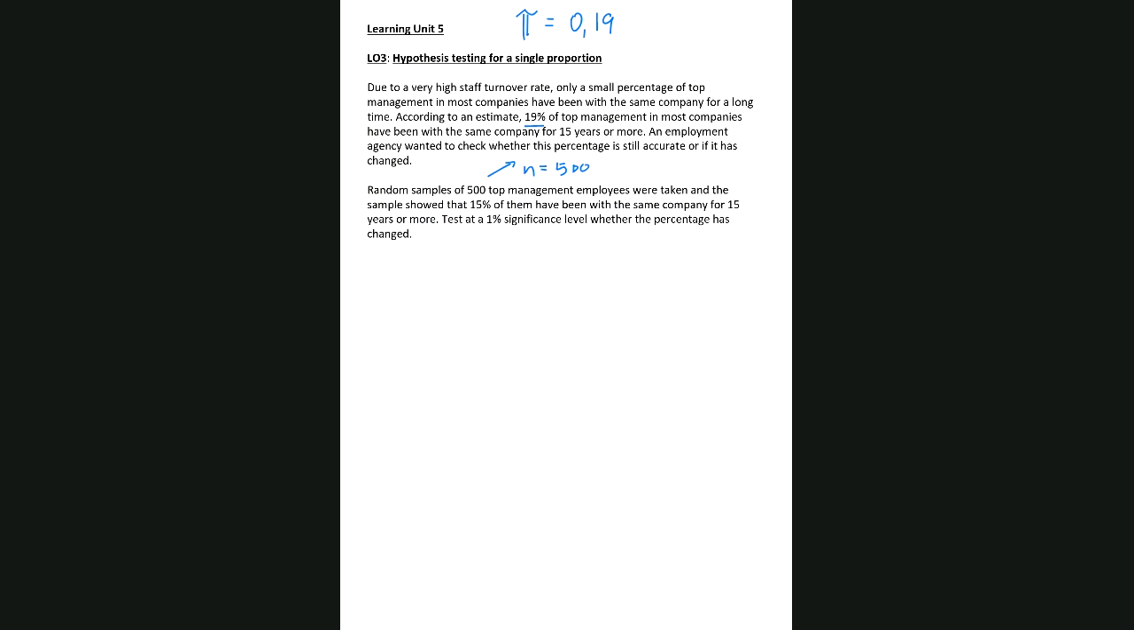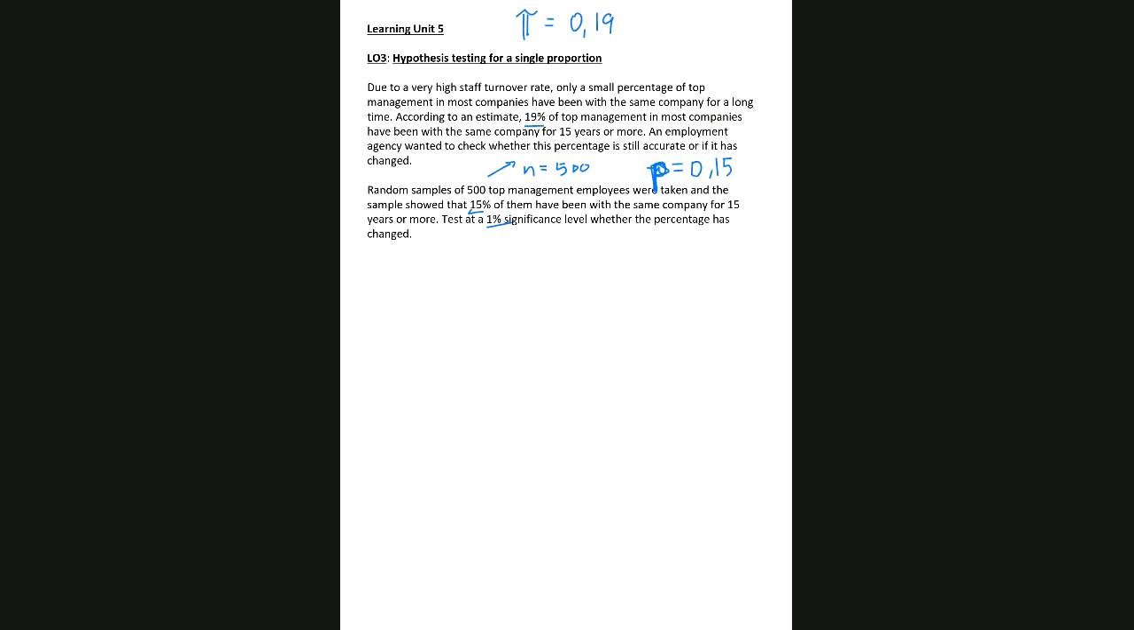And the sample showed that 15% of them have been with the same company for 15 years or more. So, of the 500 employees, the proportion of management that has been with the same company is 15%. So that would say to you that your sample figure, the letter p, is equal to 15%, which as a decimal is 0.15. And then they say to you to test this at a 1% level of significance, whether the percentage has changed or not.